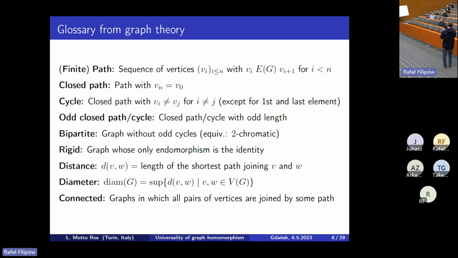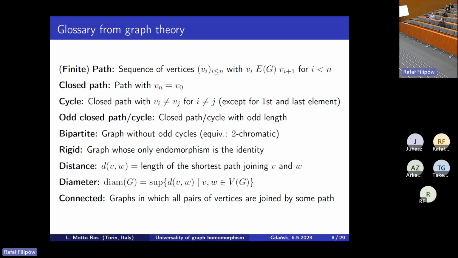Of course, a path can pass through vertices multiple times. If you don't allow this, you get a so-called cycle. A cycle is a closed path where you don't pass through a vertex more than one time, except for the starting and ending point. And then you have an important notion of odd cycle or odd closed path, which just means a path or a closed path or a cycle of odd length.